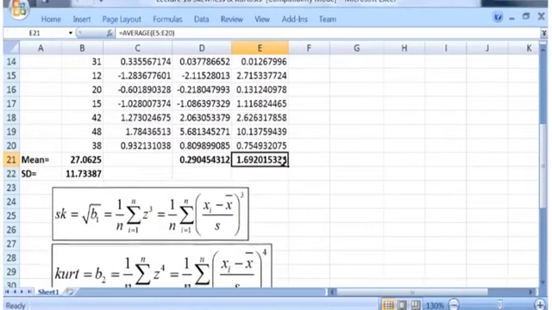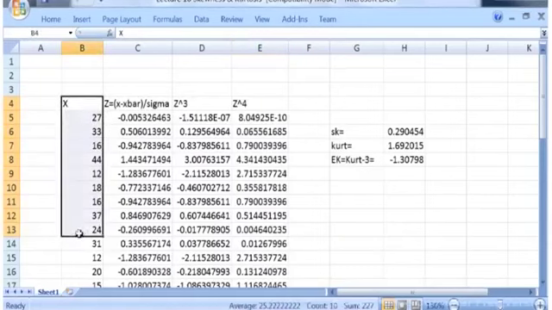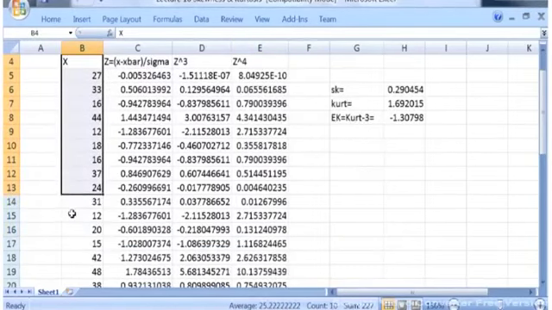Now we know that if the calculated value of kurtosis is exactly 3, or very close to 3, then this is a normal curve. But if it is greater than 3, then we get leptokurtic. If it is less than 3, we get platykurtic. Here its value is 1.69, which is less than 3, so we can say that this data is showing us platykurtic behavior. So it is not normally distributed.